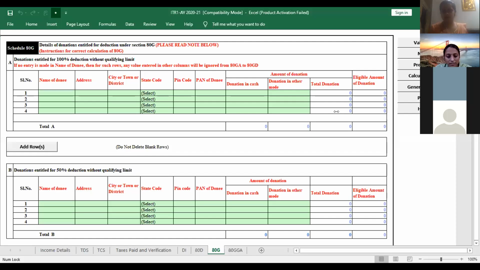Original is only once. Original is the first time you file your return. After that, as many times as you want to file, even before the due date or even after the due date. After the due date also, you can keep revising as many times as you want. I hope that clears that doubt as well.